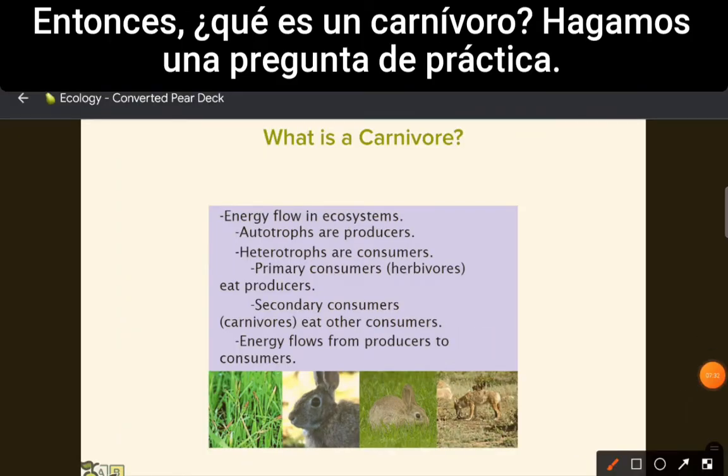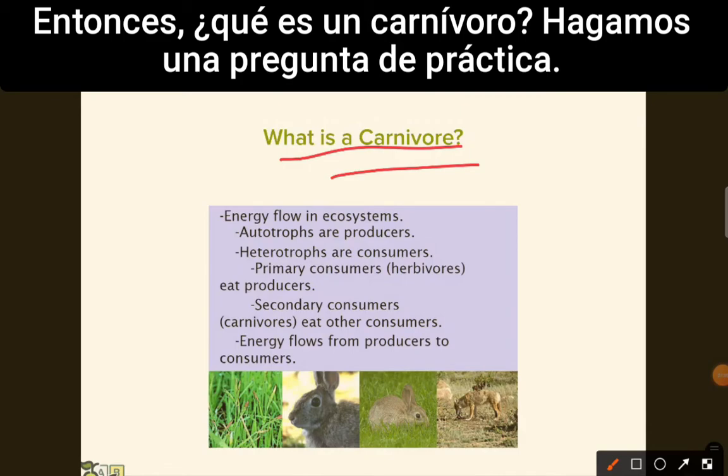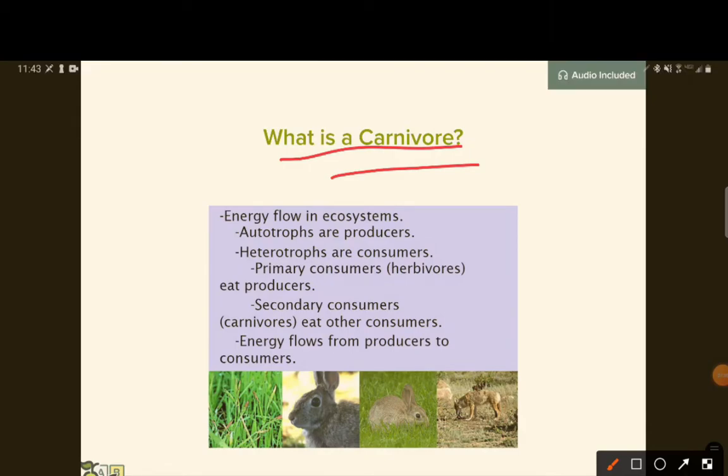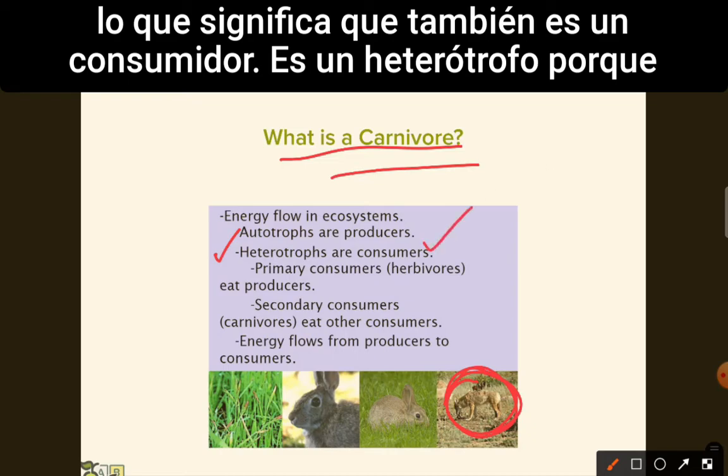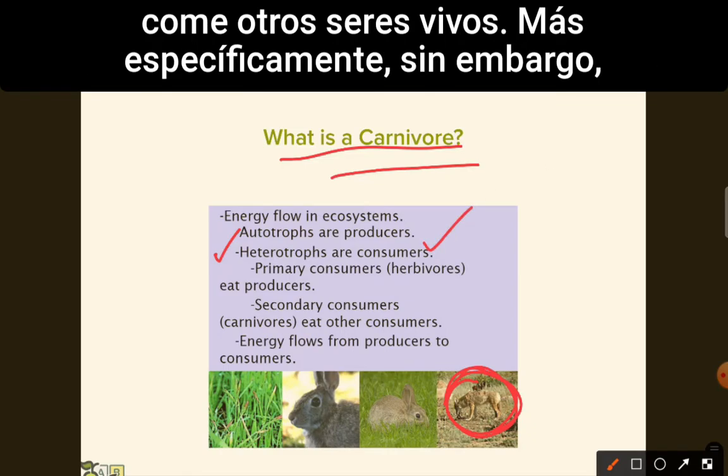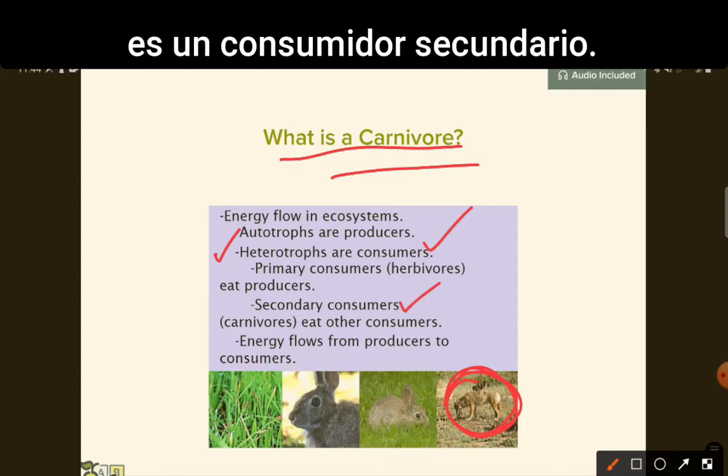So what is a carnivore? Let's do a practice question. All right, so a carnivore here is classified as a heterotroph, which means it's also a consumer. It's a heterotroph because it eats other living things. More specifically, though, it is a secondary consumer.